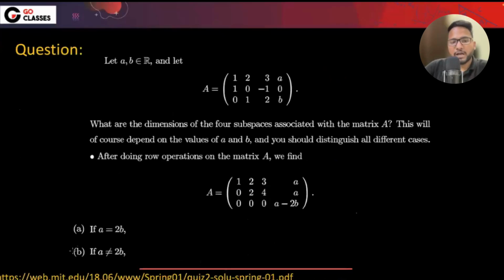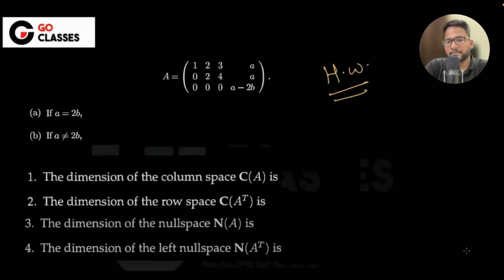And by the way, this question I've taken from MIT. It's a good question. Just try this out. It will give you some confidence that you are learning the things. So just try this out in both the cases. If A equals 2B, then what are these 4 answers? If A is not equal to 2B, then what are these 4 answers?